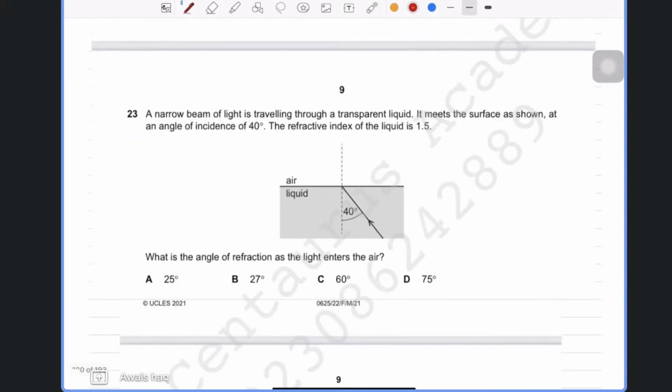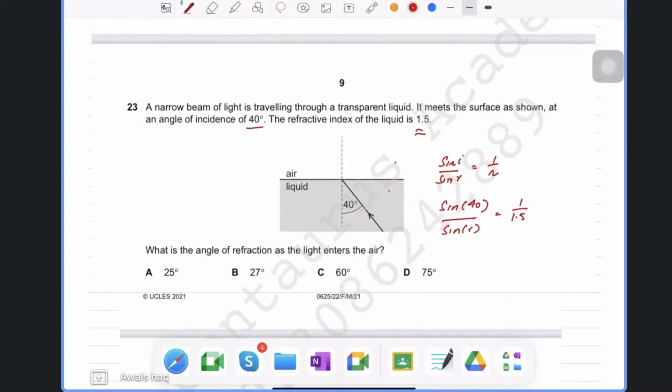Now, in this one, it says a narrow beam of light is traveling through transparent block and meets the surface shown. An angle of incidence is 40. Now, because it's going from liquid to air, so it's going from more dense to less dense. So it means I'm gonna use sine i over sine r equals 1 upon n. So sine i will be 40. I gotta use to find r, and I'm gonna use refractive index like 1 upon n. This is 1.5, so I'm gonna use this.